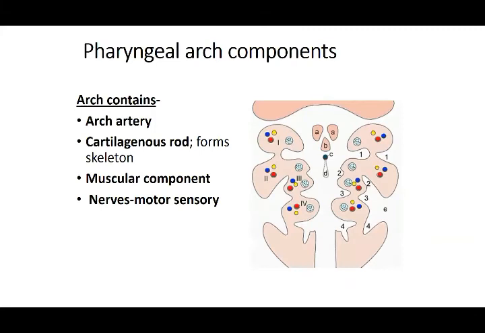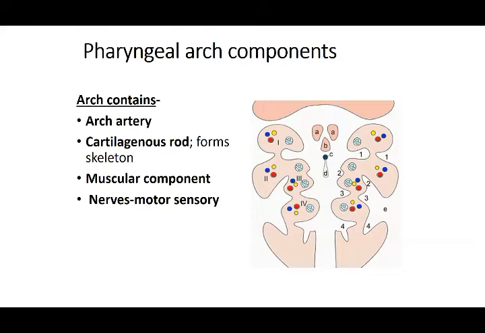If you see this picture, this arch contains an arch artery, the red one. This is the branchial apparatus. The inner side, which is protruding, 1, 2, 3, 4, is the endoderm. This is your pharyngeal pouch. The outer one, the clefts, which are depressing inwards, is the pharyngeal ectoderm, or the pharyngeal cleft. The pink in between is your pharyngeal arch, which is mesenchyme.